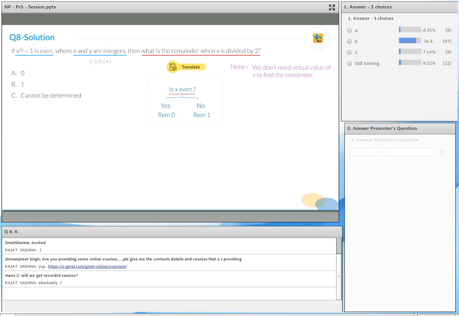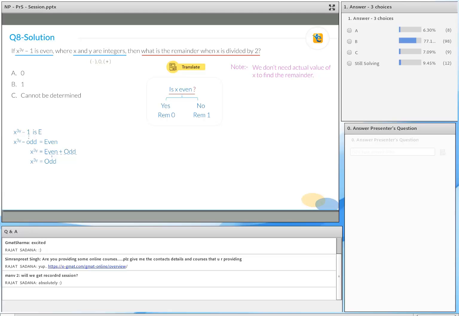Now, let's look at the expression. The expression x to the power 3y minus 1 is even. So we split it up: x to the power 3y minus an odd number is an even number. So x to the power 3y is the summation of an even and an odd number, which is always odd, right? So x to the power 3y is odd. That's something that you know.